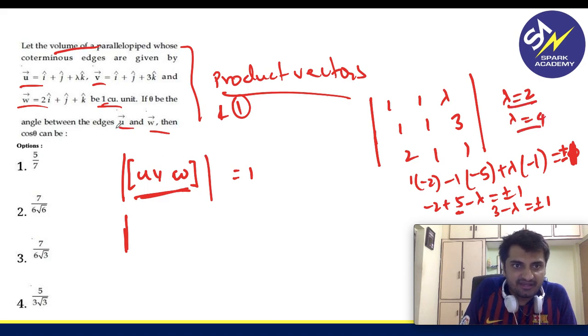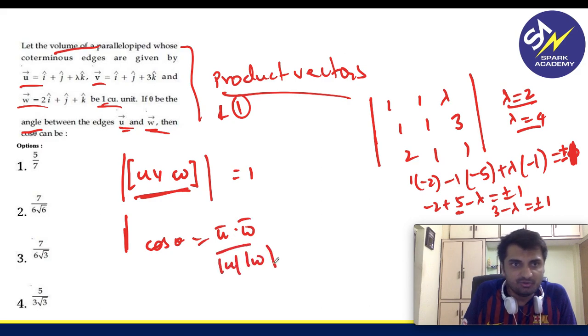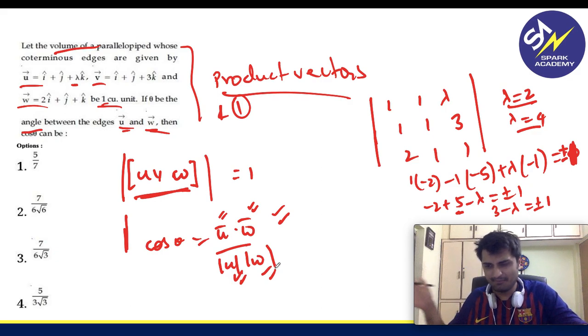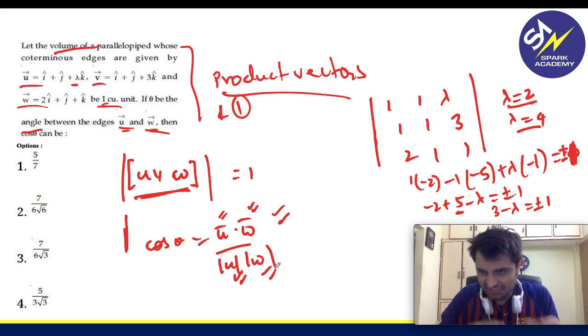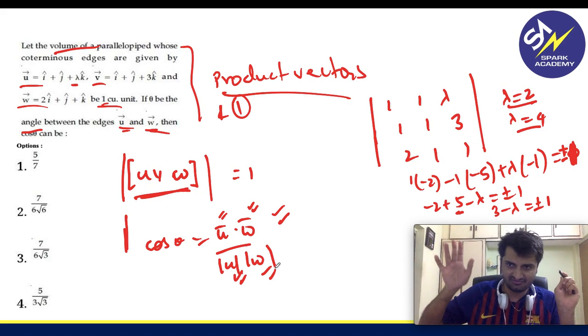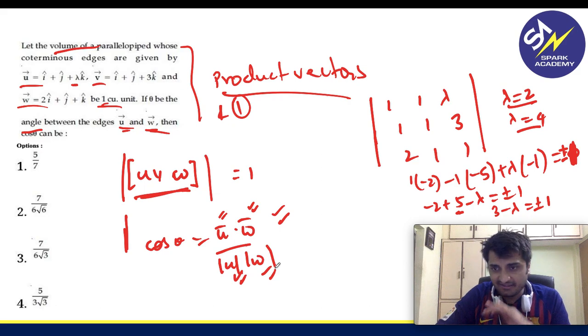Keep that aside. Now they're asking us the angle between the edges u and w. How do you find out the angle, guys? Cos theta is u dot w by mod u mod w. In this we have already got the lambda value. So put both. Only one of the options will be there, right? So you already know w, mod u, mod w. Just substitute. You will get the answer. Simple. So you see, calculations are a little lengthy, that's all. The concepts are simple. Once you get the concept, calculation is not an issue, guys. Clear, I suppose.